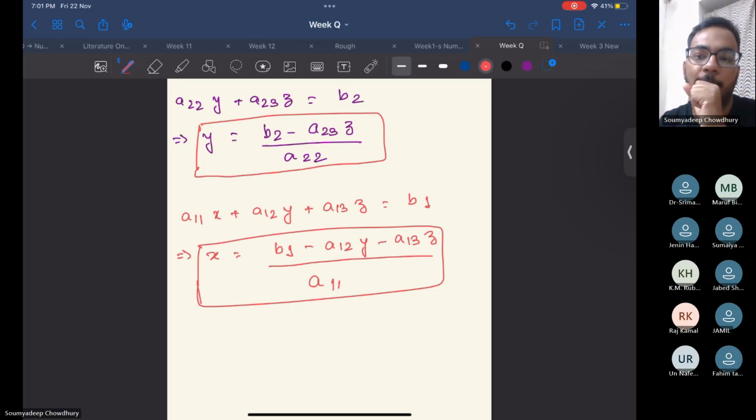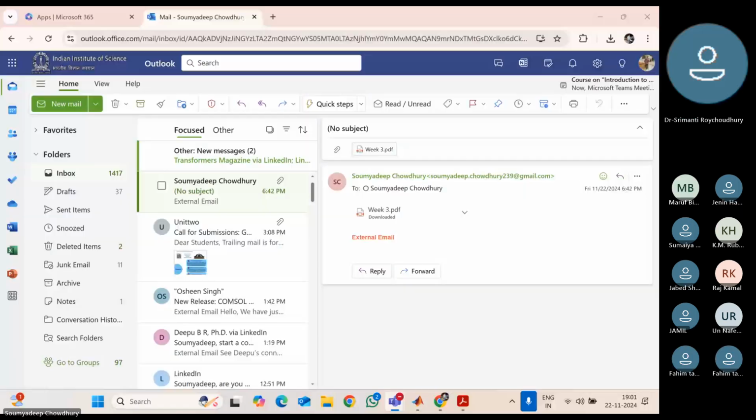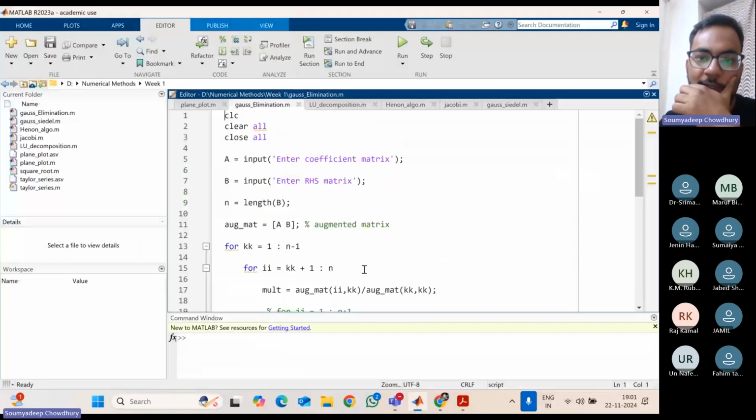Yes, sir. Okay. So now I will move to the MATLAB code. I'll show you this. Just a second. Is the screen visible to you? Yes, sir.